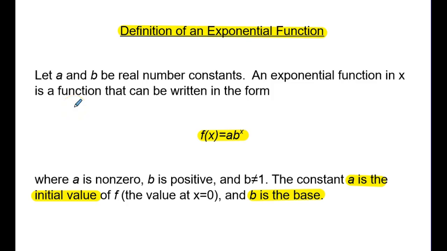Let a and b be real number constants. An exponential function in x is a function that can be written in the form f of x equals a times b raised to the x. We know it's an exponential function if our variable is in the exponent. A couple of the key parts: a is referring to the initial value and b is the base. Also with b, that is always going to be a positive value.